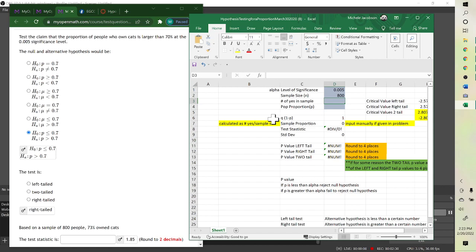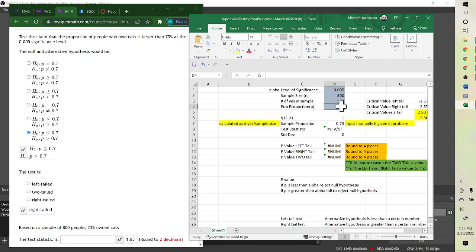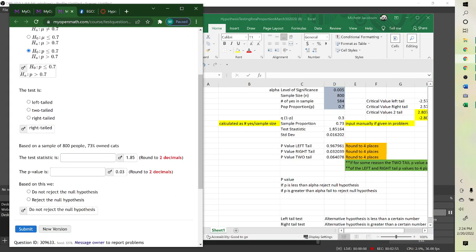0.73 times 800 is 584. And the population proportion, oh, that's your P, 0.7. And then your test statistic, 1.85. Your p-value, it all depends on what tail it is. This was a right tail, so it's the 0.032.